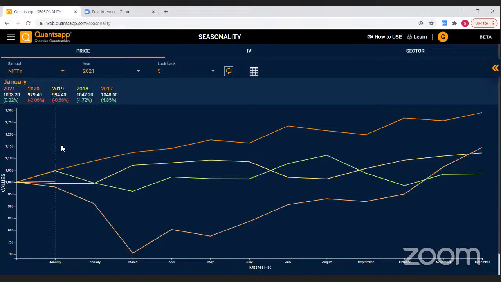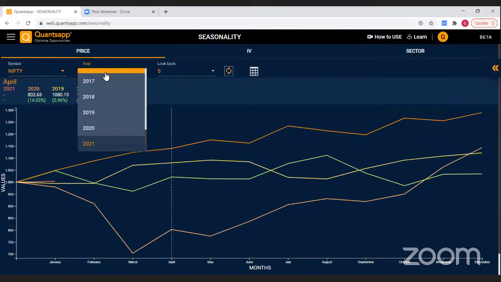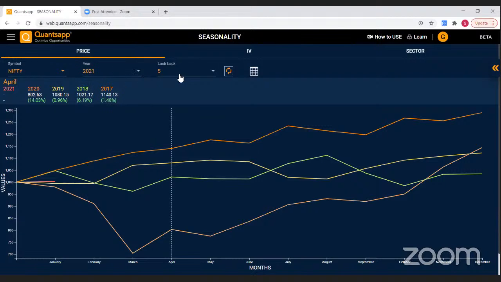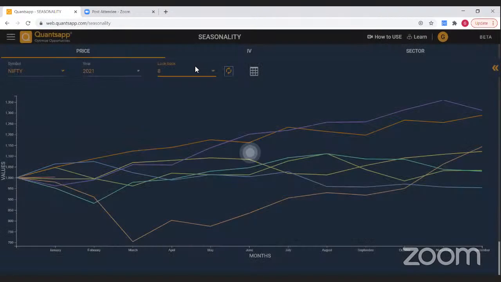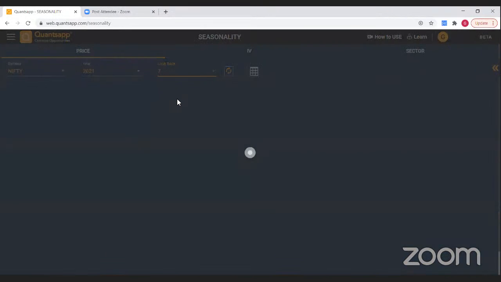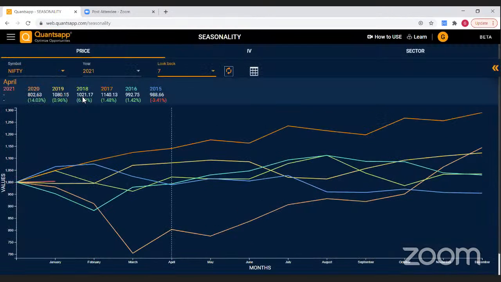If I take Nifty 2021, this is the year of reference, and let's increase it to 7, so we have more years. We are analyzing the last 7 years, how the seasonal behaviors come in a particular stock.